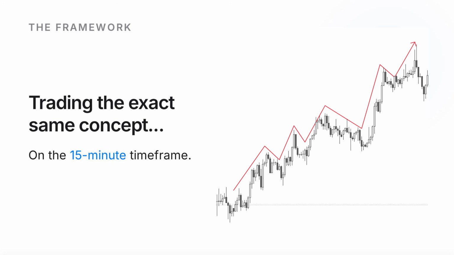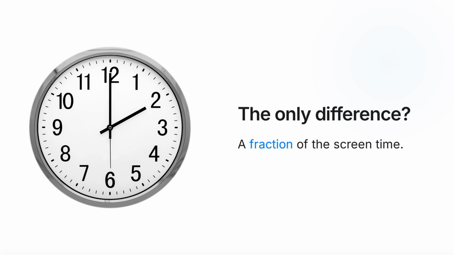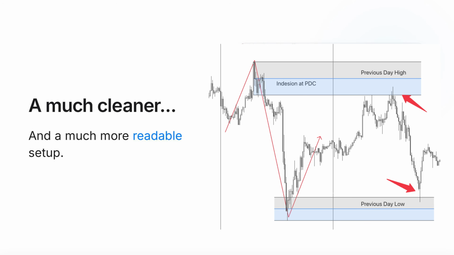So let me introduce to you ARB method, the Asian Range Breakout. Instead of trading the opening range breakout on 1 minute chart, we trade the exact same concept on the 15-minute time frame. Same logic, same edge, same mechanical rules. The only difference, a fraction of the screen time and much cleaner, much more readable setup.